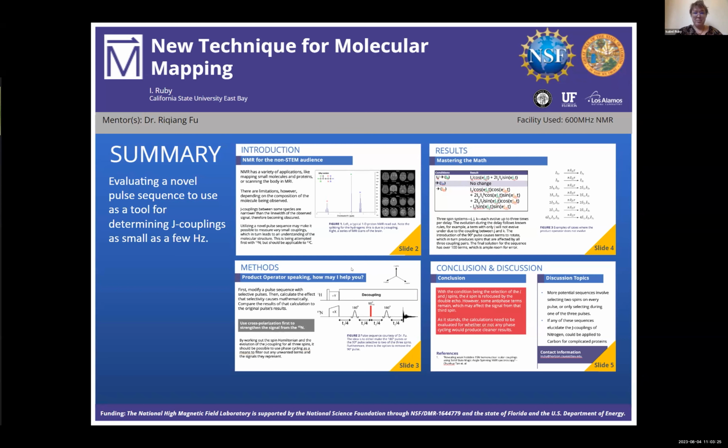So essentially, the idea here is that we're going to use a novel pulse sequence to determine J coupling that is smaller than the line width of a signal.